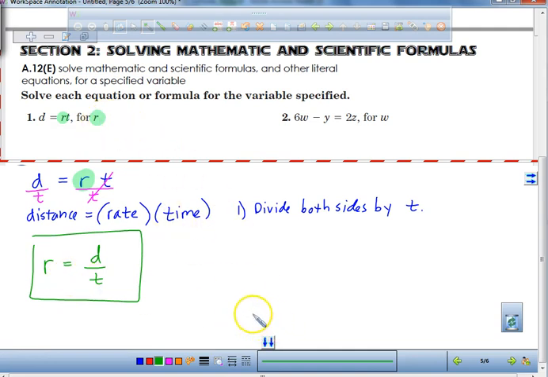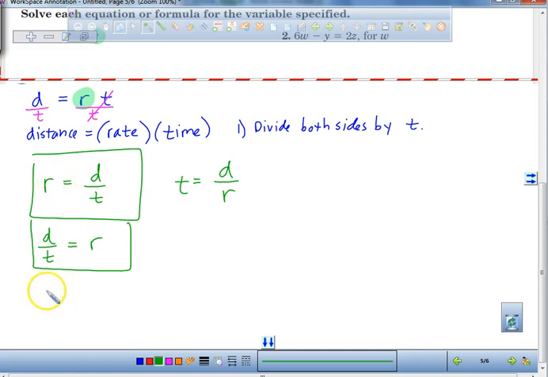It said solve for R. By the way, if it said solve for T, you wouldn't divide both sides by T, you'd divide both sides by R. So what is time always equal to? The distance divided by the rate. If you take your distance, divide it by your rate, you'll get the time that it takes you to get there. Now, some of you might have gotten distance divided by time equals R. That's still right. These mean the same thing. But typically, I want you to lead out with whatever your variable is. So that is problem number 1.